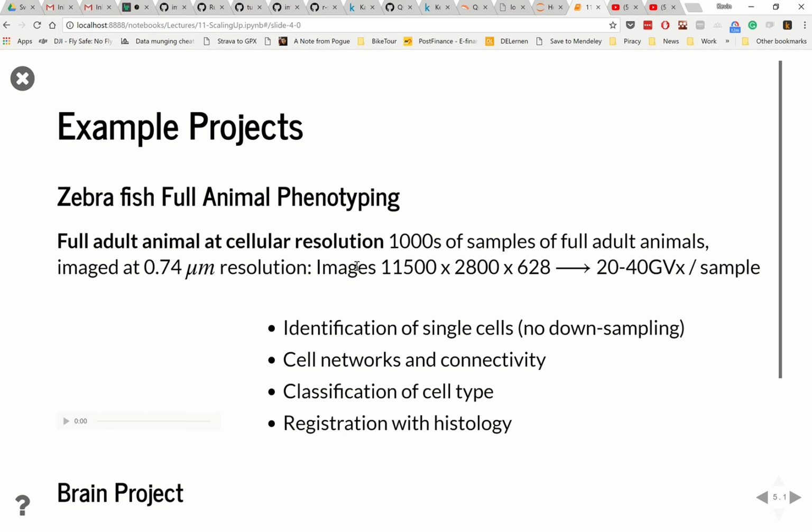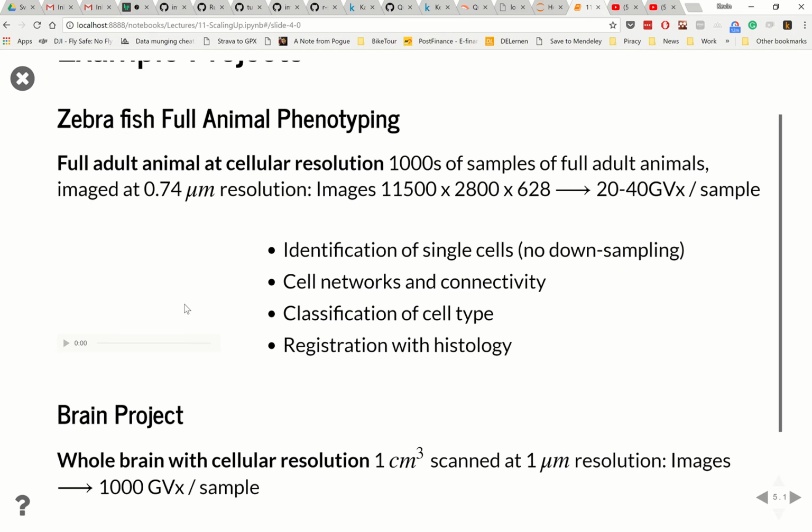In terms of example projects, this is a project that we were working on with a group in the US from Pennsylvania, where they have zebrafish, full animal images, and their resolution is 0.74 micrometers, and they end up with 20 to 40 billion voxels per sample. And so here it's important to identify single cells, look at cellular networks and connectivity, classify cell types to see which cell types grow at which time, and then ultimately register these images with other histological images to see how the whole story fits together.